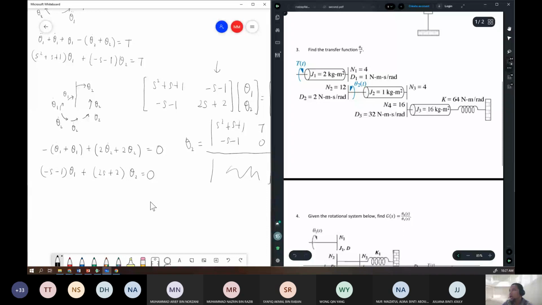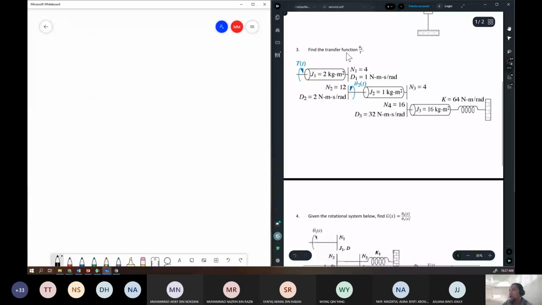So question 3, find the transfer function theta 2 over T. Okay, so now in this figure we have gears. So we have gear N1, N2. So N1 is connected with N2, and then gear N3 connected with gear N4. And we have 3 shafts.